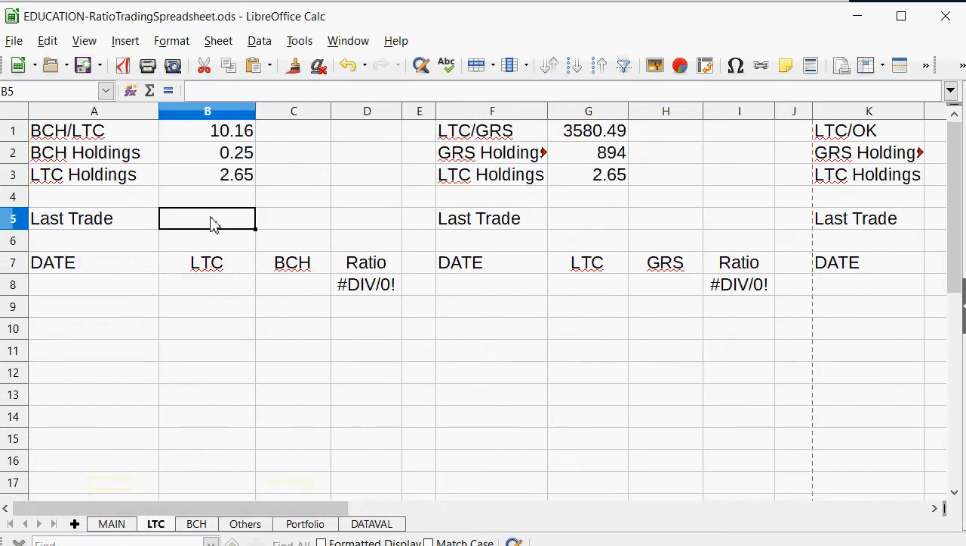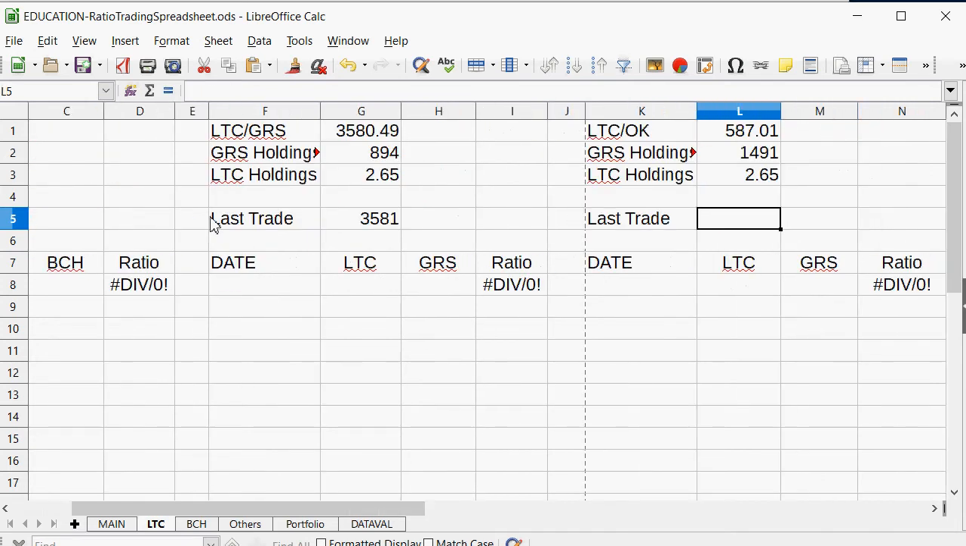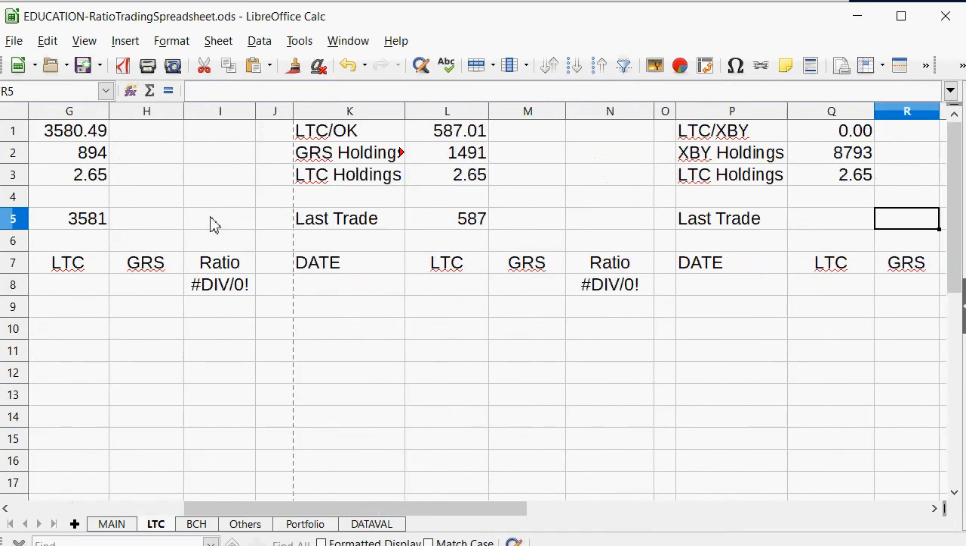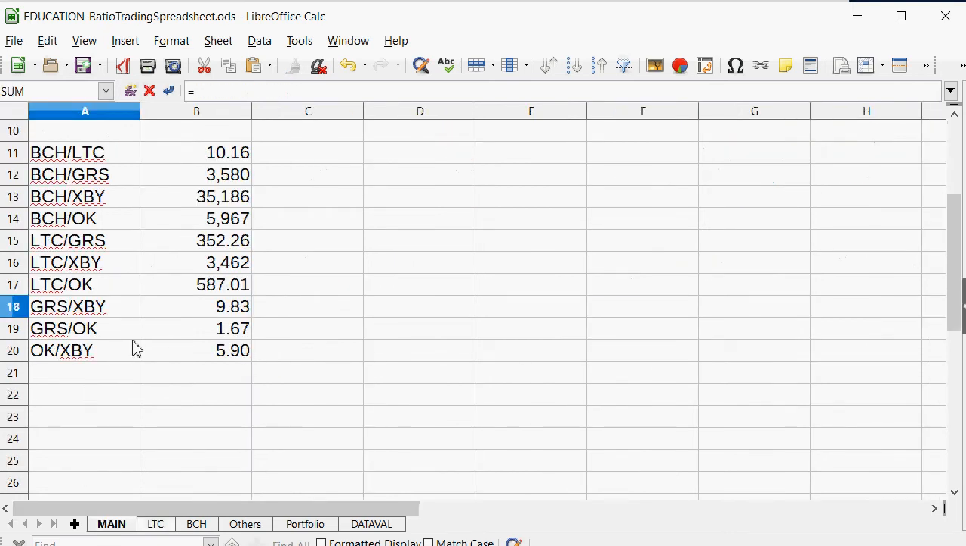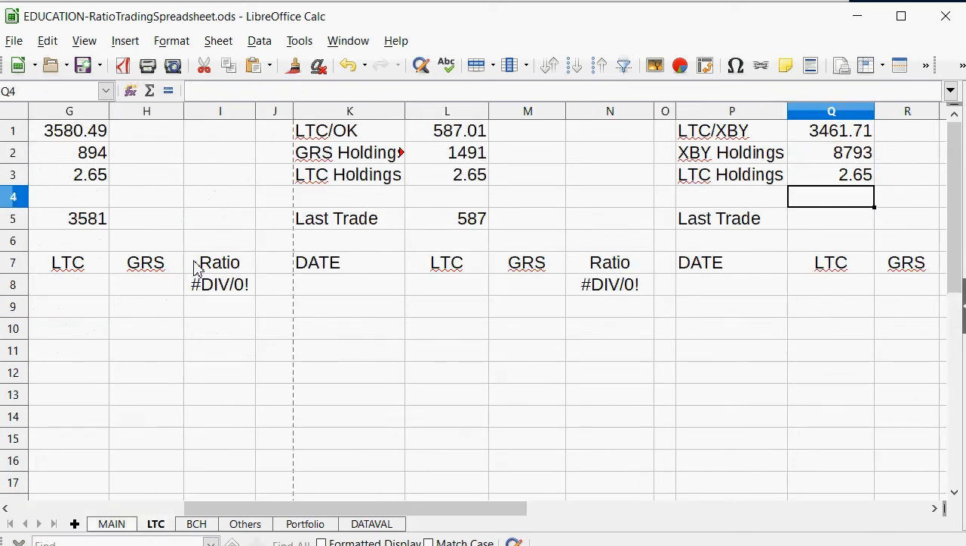And then last trade here. Decimals, of course, I'll put in for ones like 10.16. And we're going to need this one here. So LITECOIN XBY. And there we have it for the last trade. So now we got this.